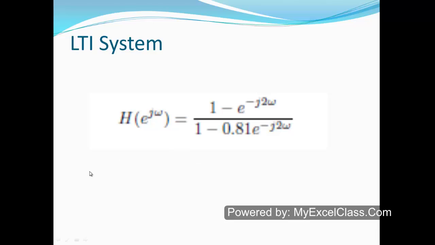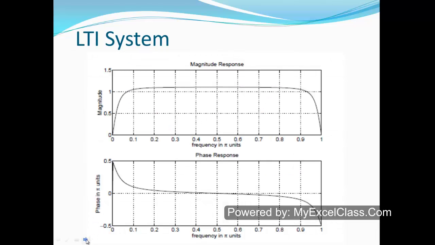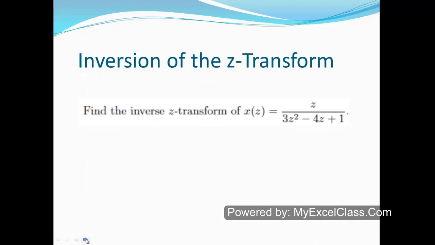Okay, so this was about LTI systems and their response. Now we are going towards the inverse of a Z transform. We are going to find the inverse Z transform of this equation, x of z, where z is divided by 3 z square minus 4 z plus 1. So let's do this example in Matlab.